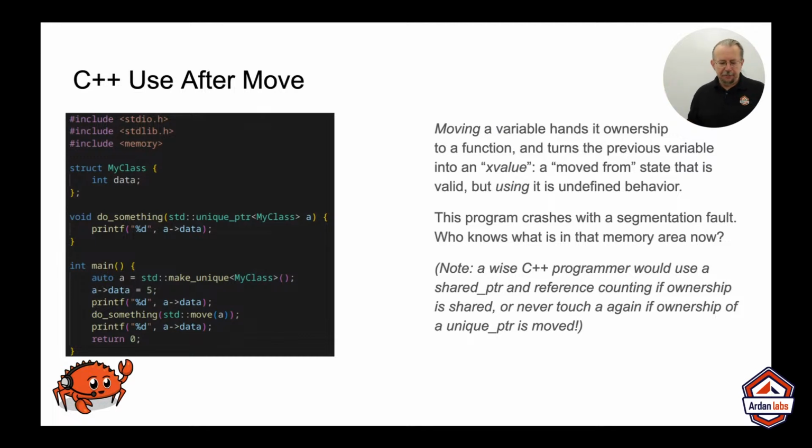So here's a piece of C++ that I don't recommend you write. We've got a function, do something, that accepts a unique pointer to a class. We make a unique pointer, we set it, we move the instance of my class into do something. Do something now owns that. So what happens when we do a print and print that data?